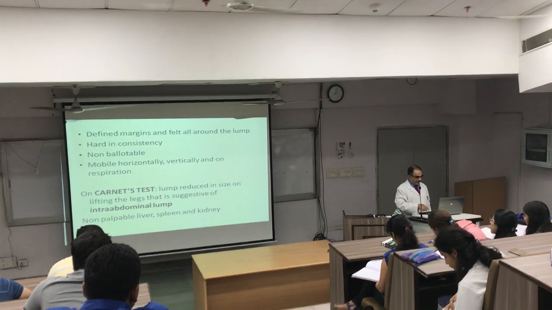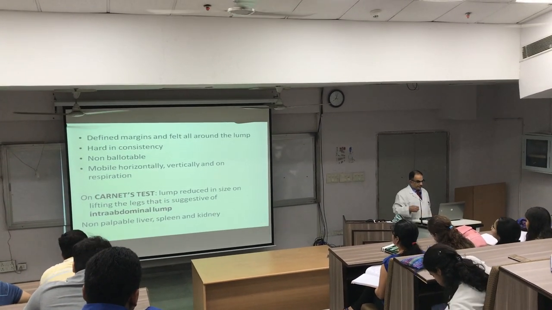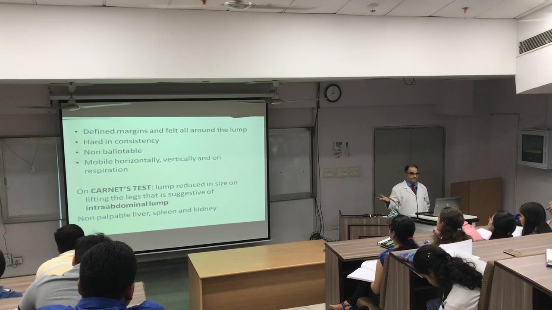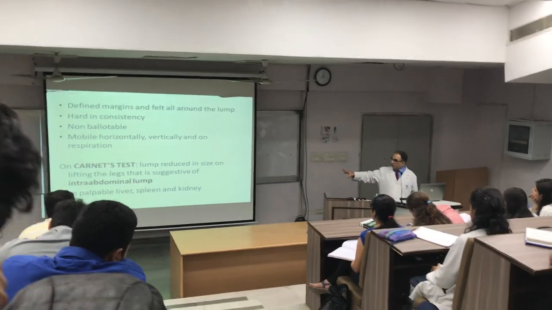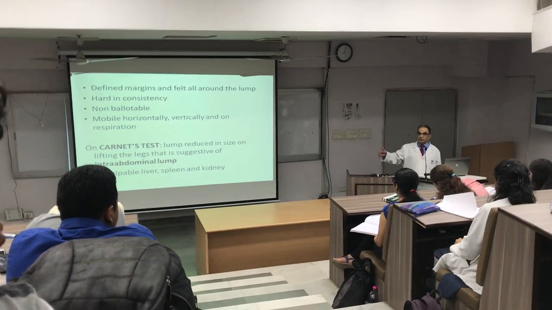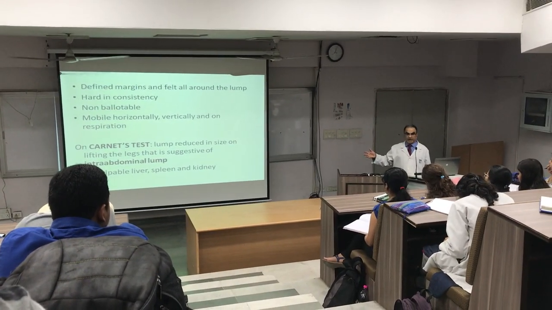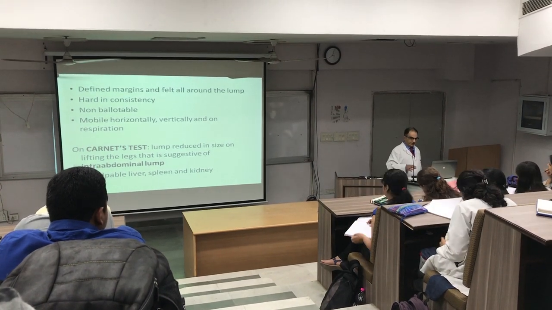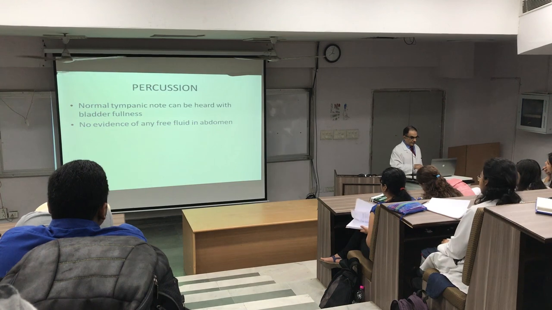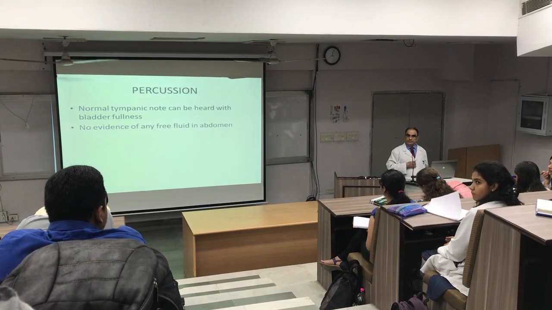Surface is irregular, okay? There is no organomegaly. Or if you want to say, you don't have to say no palpable liver, non-palpable spleen. There is no hepatomegaly, splenomegaly, or any other lump in the abdomen. No organomegaly, that's it. So what is the difference between bilateral and mobile?